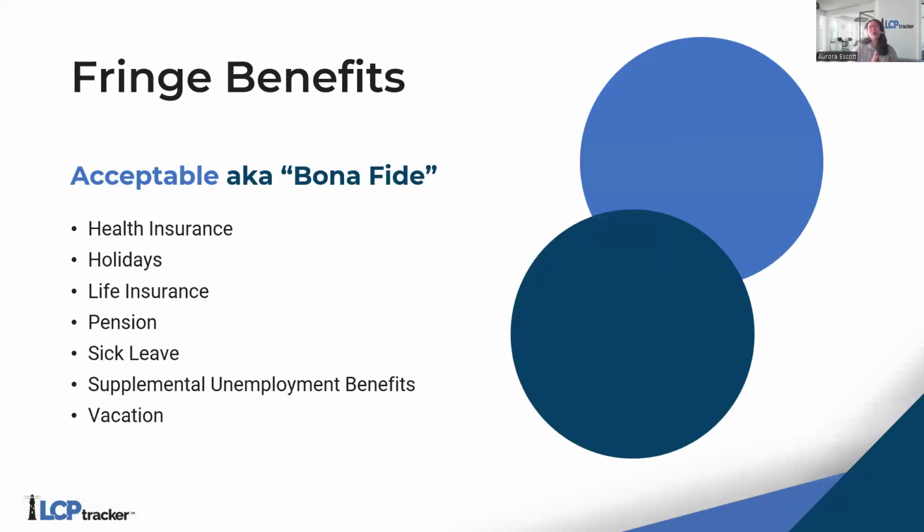Let's talk about what fringe benefits are acceptable, because not all fringe benefits are built the same. Acceptable or bona fide fringe benefits include health insurance, life insurance, pension plans, sick leave, and vacation time. Now, there's a difference between the fringe benefits, though. Some fringe benefits are considered funded, which is where you take your money and take it off your books. You send it to a third party plan or a trustee. Examples of a funded fringe benefit are health insurance plans or retirement plans, where the money leaves and you don't see it back.